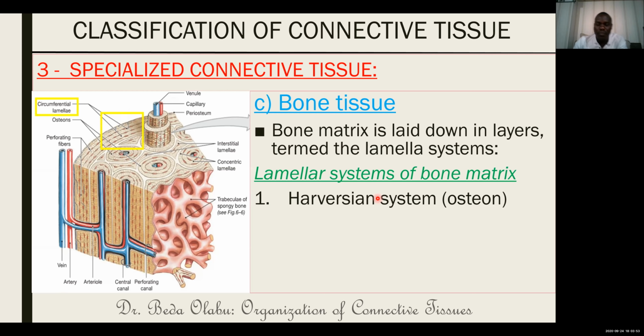The Haversian system is also known as the osteon. The osteon is the functional unit of bone. The osteon, the functional unit of bone.